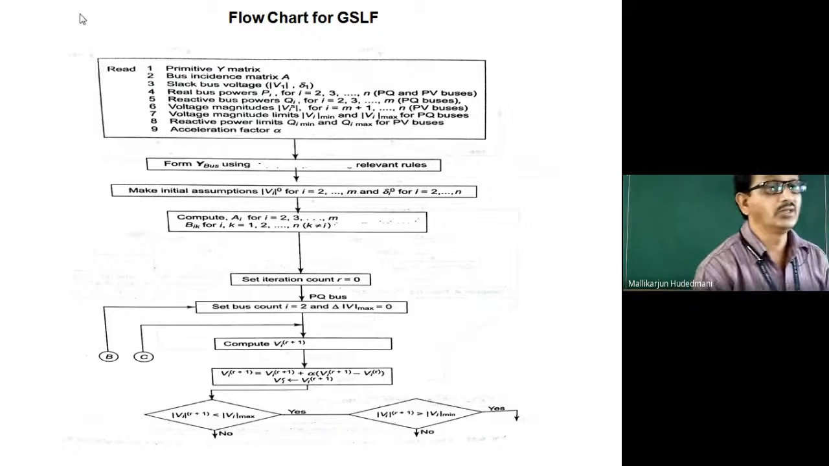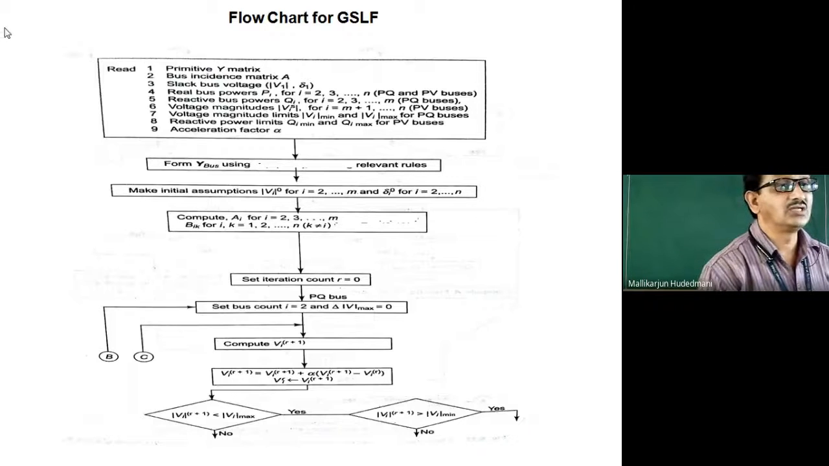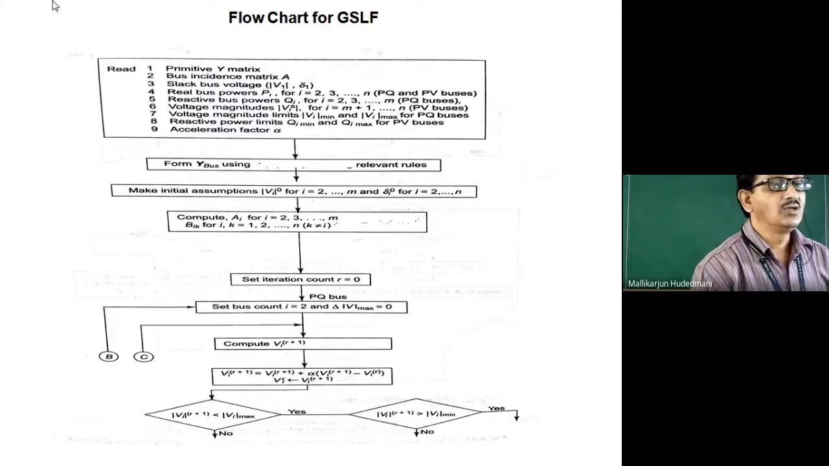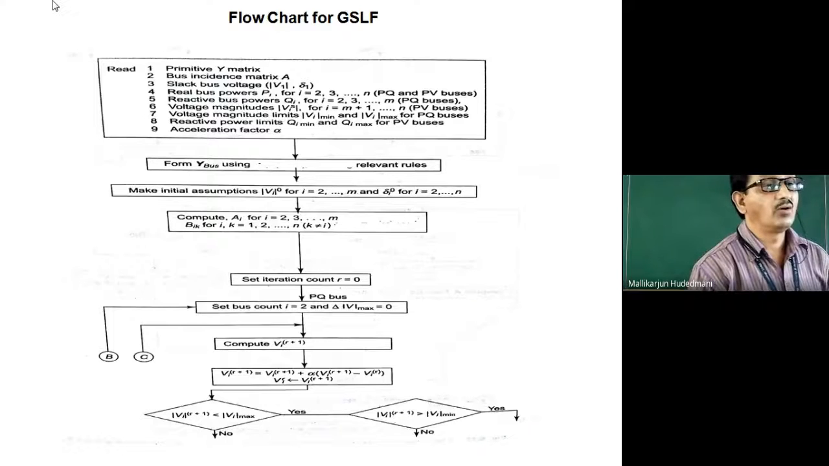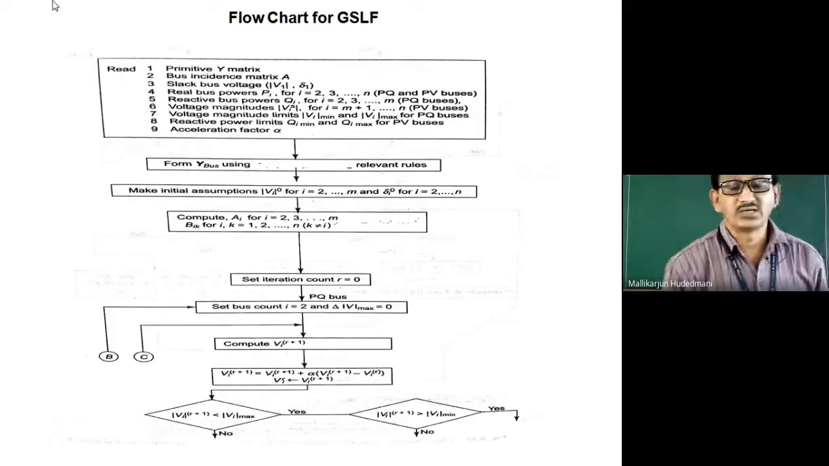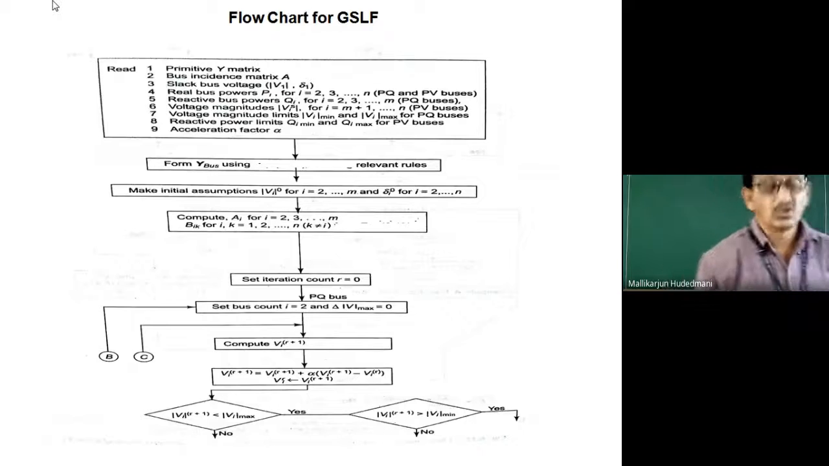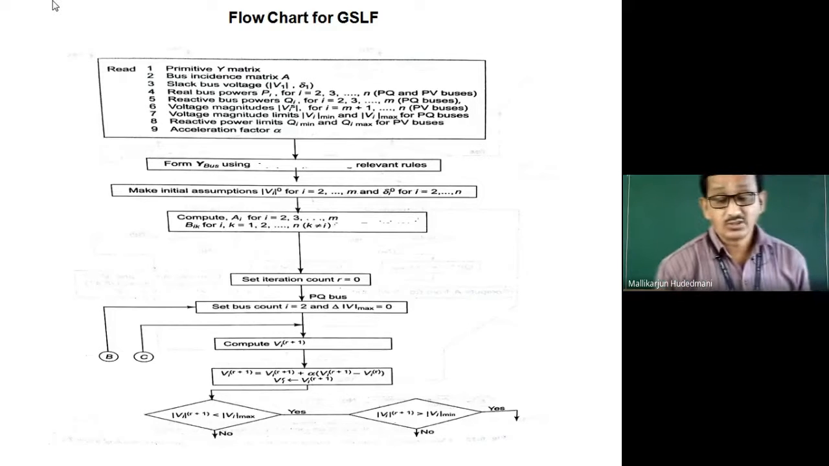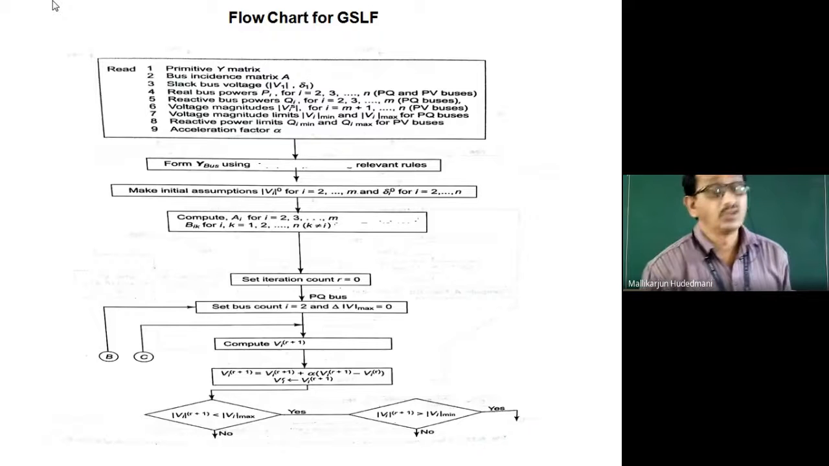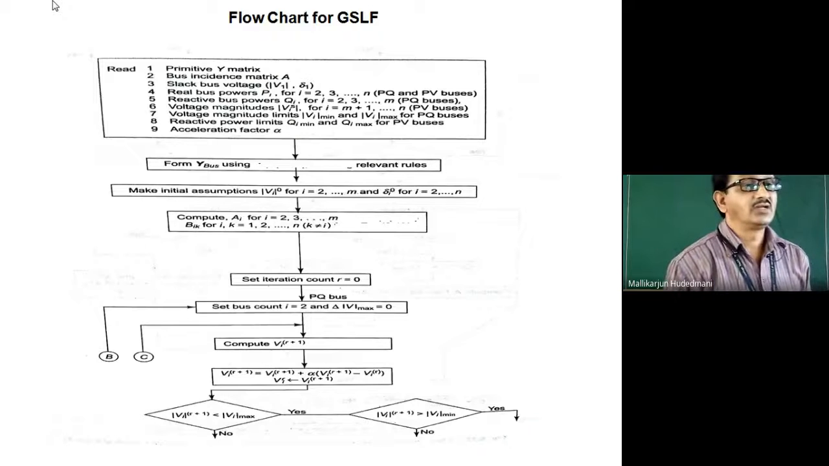So, the flowchart for GSLF. How do we start the process? You require collection of data. You need to form all the data: the number of buses, how many generators, how many loads, how many elements, which is the slack bus number, where you have compensating devices, what the P and V values of a generator are, what the Q limits of a generator are, and then what the loads at respective buses are, P, Q, etc.